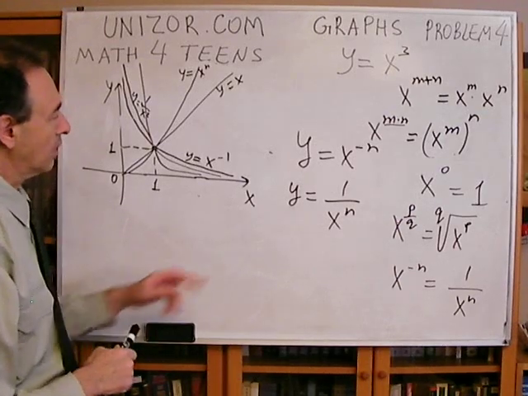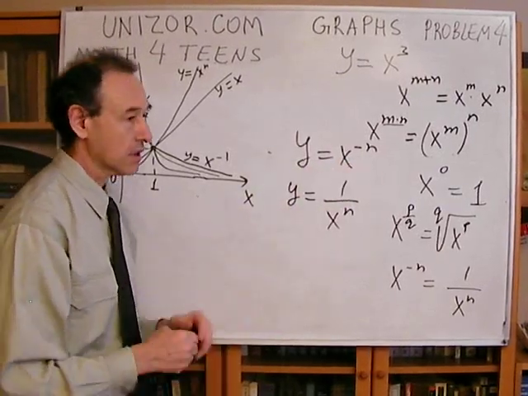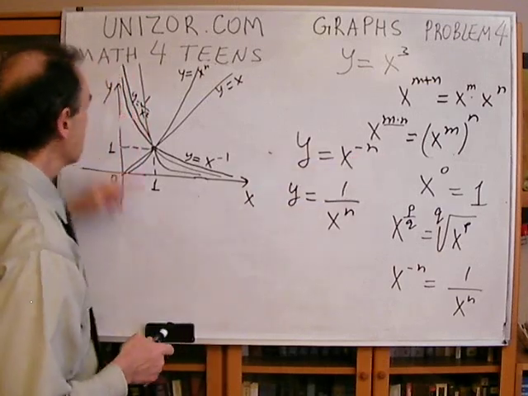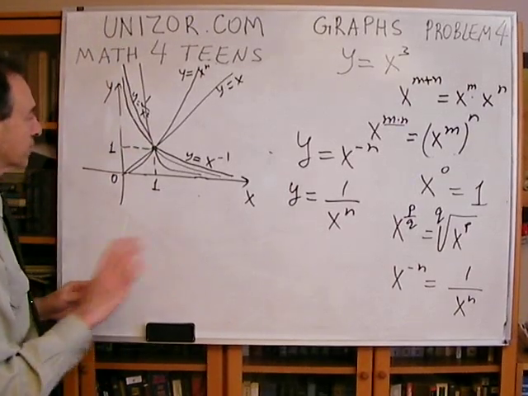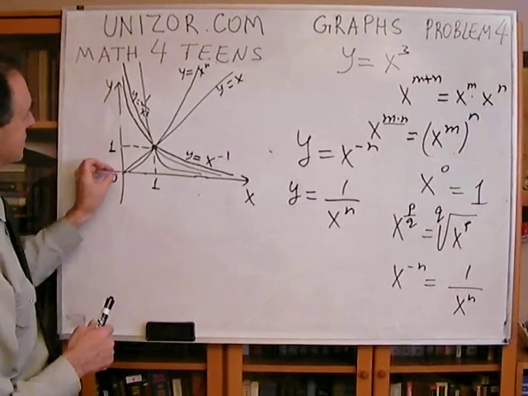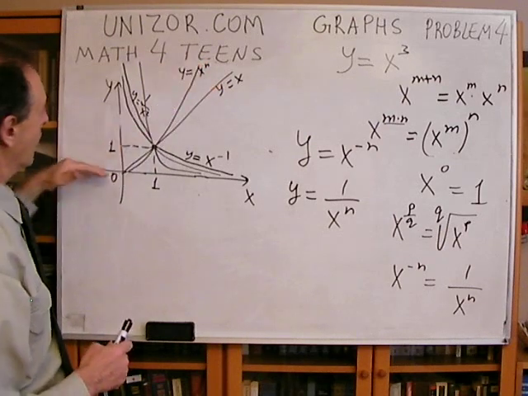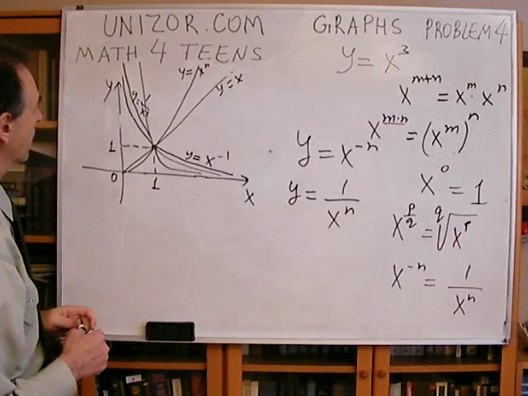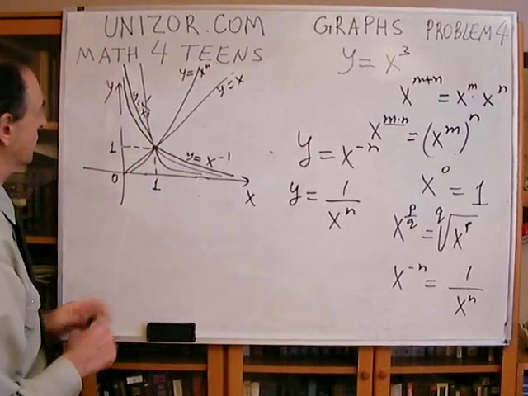So all graphs of y is equal to x to the minus any rational or even irrational number, when this number is negative, they're all kind of hyperbolas. So it's a completely different group of curves, if you wish, because you can always say that the positive powers are all going this type of way. And for negative, correspondingly, they're all hyperbolas, they're completely different.